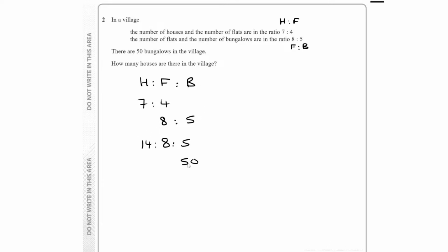I like to just look at it vertically. That's just me. You might prefer to lay it out differently. I know there's 50 bungalows. You see the difference here? They've obviously multiplied by 10. So they said, how many houses are there? Well, just times that other one by 10, 140. Obviously there would be 80 flats, but we don't technically need to know that.